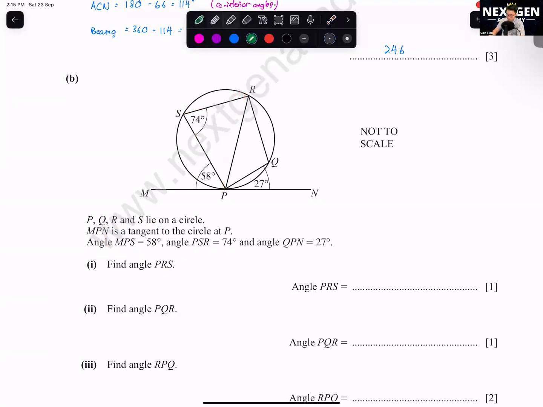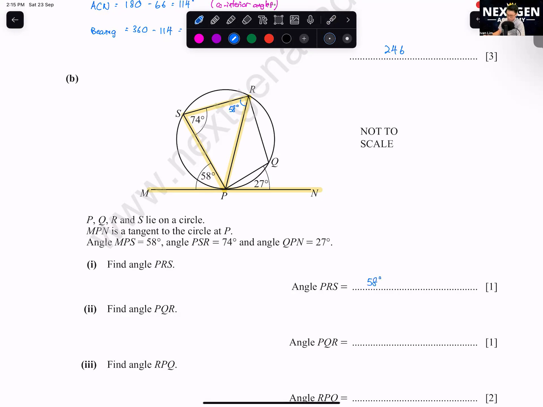See here, this is called alternate segment. Okay, you see here, I got a tangent, I got a triangle. This angle and this angle will be the same with each other. So here is 58 degrees.